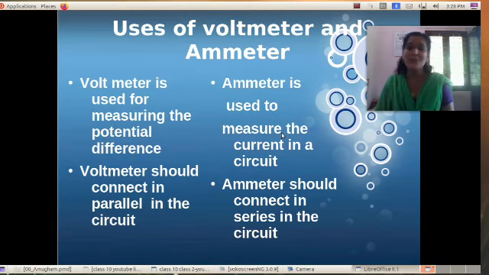What are the uses of the voltmeter and ammeter? The voltmeter is used for measuring the potential difference or voltage. This voltmeter should be connected in parallel in the circuit. The ammeter is used to measure the current in a circuit. That we already taught. The ammeter should be connected in series in the circuit.